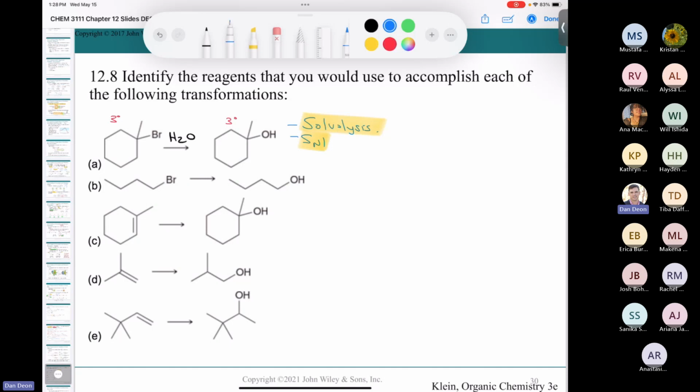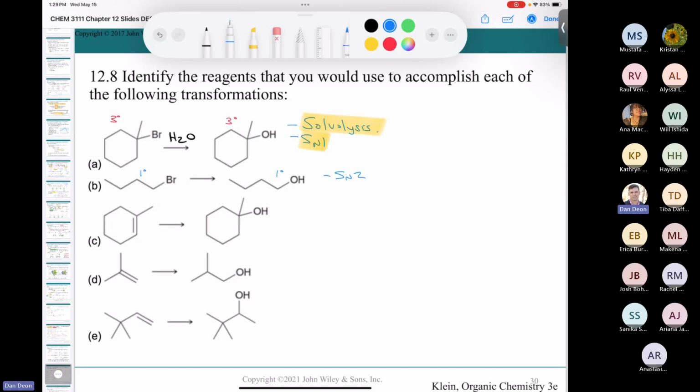Now the next one, we're not starting with a tertiary alkyl bromide. We're starting with a primary alkyl bromide, and we want to make a primary alcohol. Now, is this going to be an SN1 or an SN2 process, do you think? And it's not a trick question. Yeah, absolutely. Thanks, Rachel. It's an SN2 process, isn't it? Yes, it's an SN2 process.